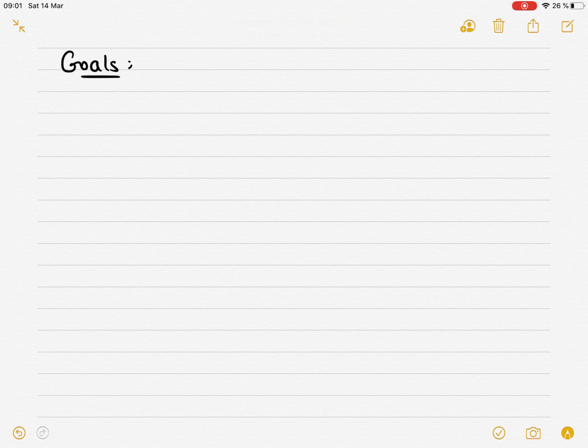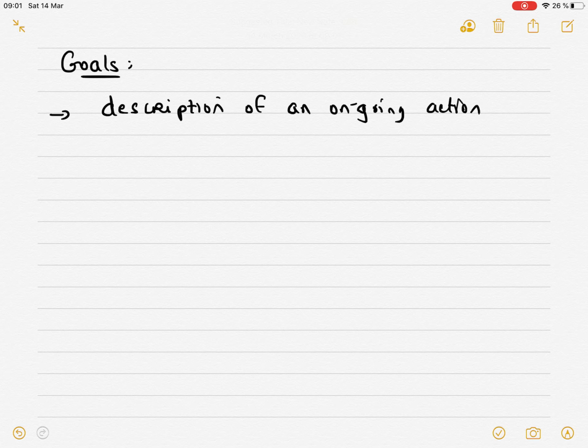So what are the goals or the function of this verb tense? The progressive present is used when you describe an ongoing action, something that is happening the moment you are speaking. For example, the dog is eating a bone. Right now, the moment I'm talking, the dog is eating a bone, right? It doesn't eat a bone all the time, but the moment I'm talking, he's eating a bone, right?